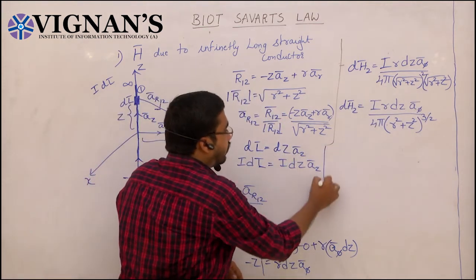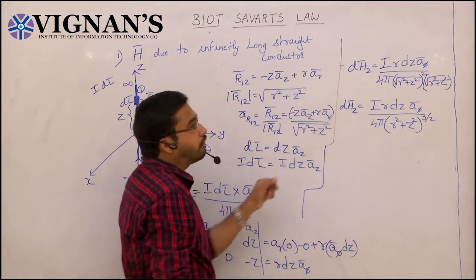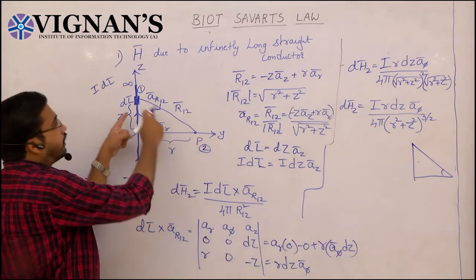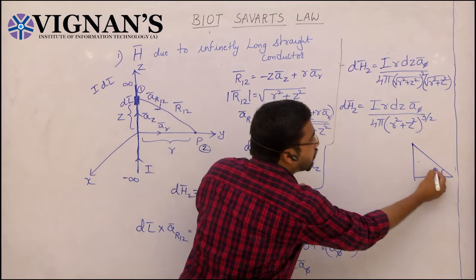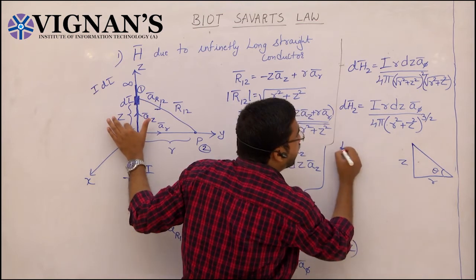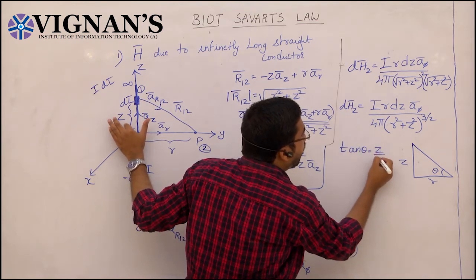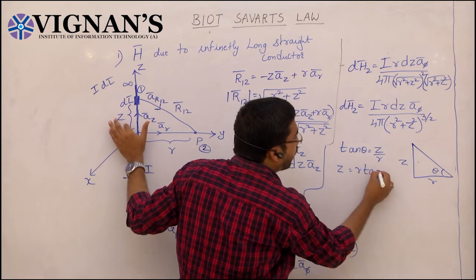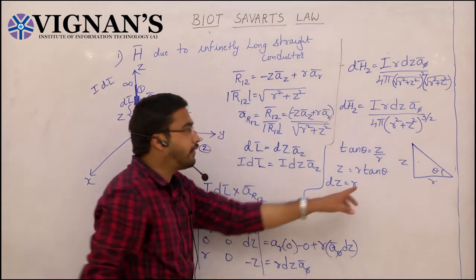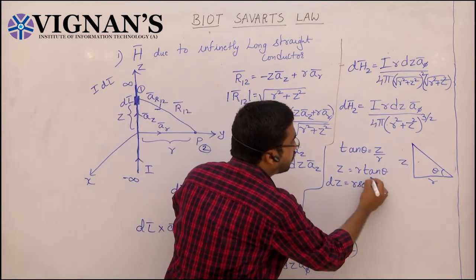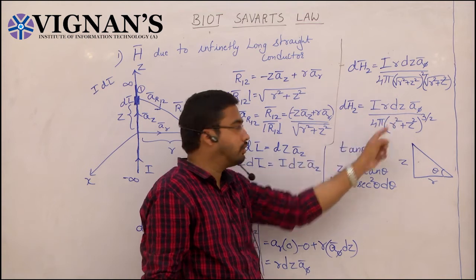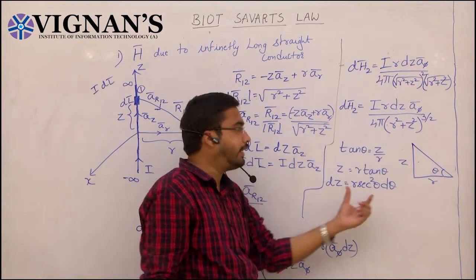Now to solve this expression, first let us consider this right angle triangle. What are the values? This height is z and this value is r. So from this tan theta is equal to z by r, where z is equal to r tan theta. So from this, what is dz? dz is r. Differentiation of tan theta is secant square theta d theta. So in the place of dz, now what we can substitute? R secant square theta d theta.